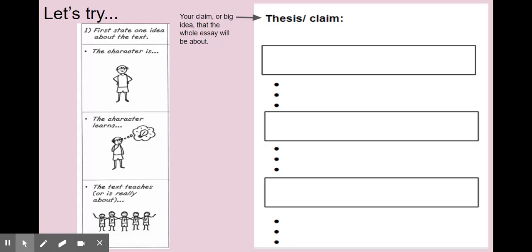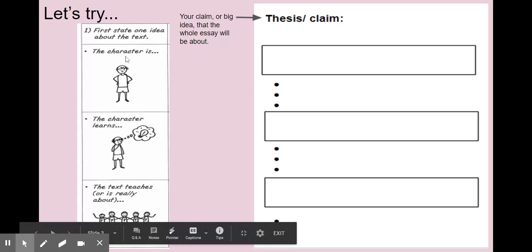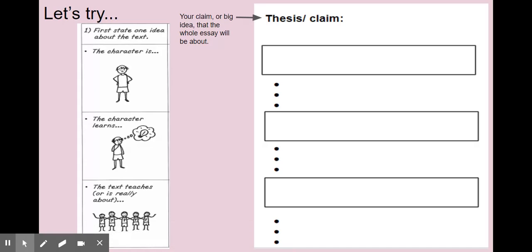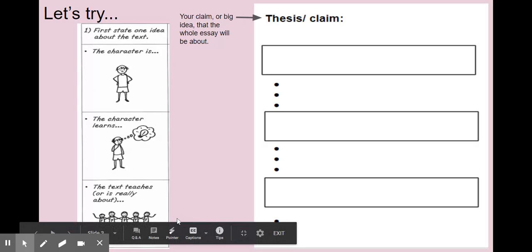So one type of thesis statement would be character focused, and we might say the character is, and then use a character trait to describe the character. Could say the character learns, and then say a lesson that the character learns throughout the story. And then we could say the text teaches, or the text is really about, and then name a theme that is developed in the story. So those are the different types of thesis statements we can write.